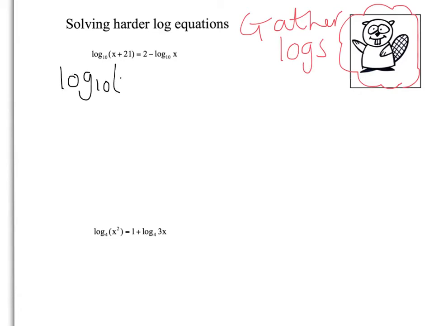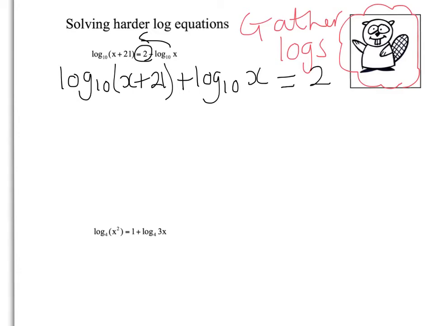So the first thing that we're going to do is, if you get a nasty question like this, let's actually gather the logs together. We gather the logs on one side. So I'm going to move this over, and when I move it over it will become log 10 to the x. And if anything isn't a log, so do you notice the 2 isn't a log, I personally leave the 2 on one side. So I'm gathering the logs on one side and I'm leaving the numbers on the other.